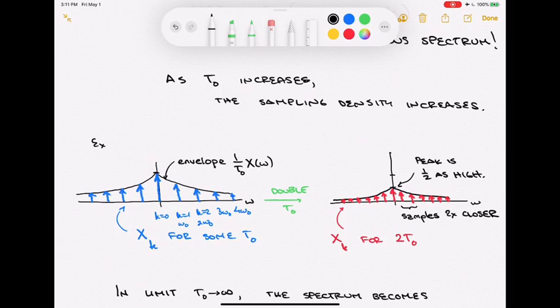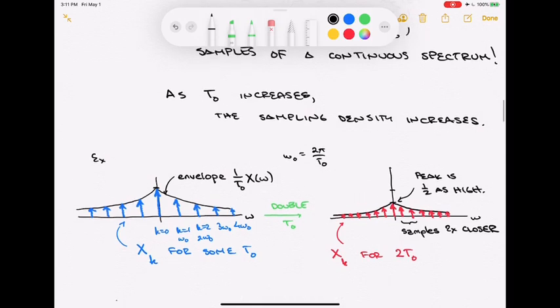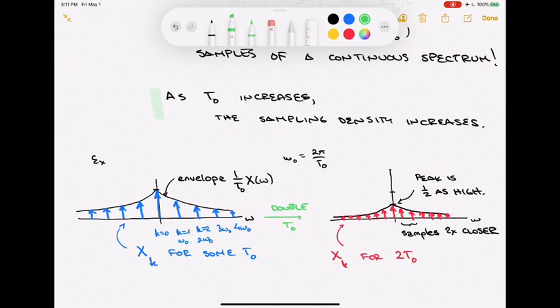Now, if I double the t naught, what does that do? That makes omega naught half as big. Why do I say that? Because I know that omega naught equals 2 pi over t naught. Because omega naught is reciprocally related to t naught, the omega naught for that double-size period is going to be half as big. So it's going to be a tighter sampling density. That goes back to this original statement: as the period increases, the sampling density also increases.